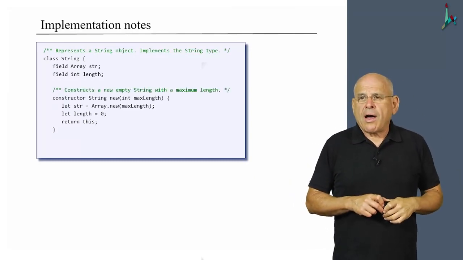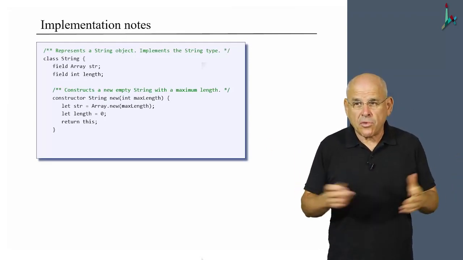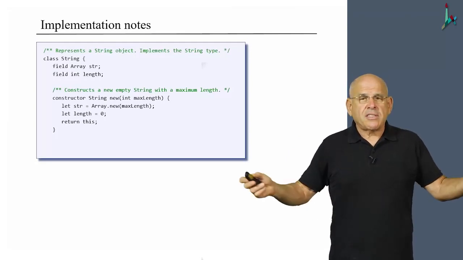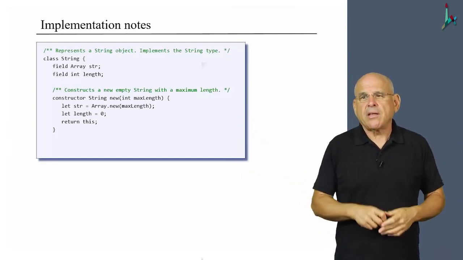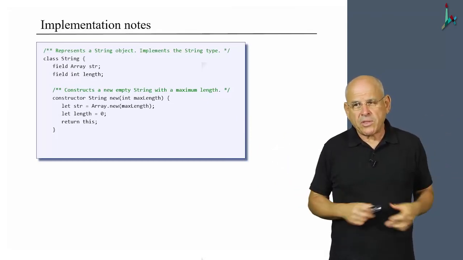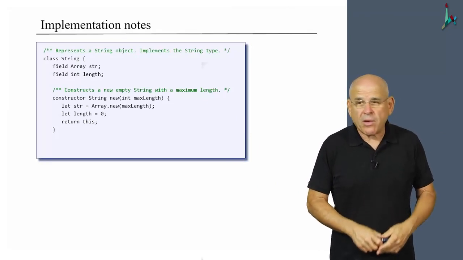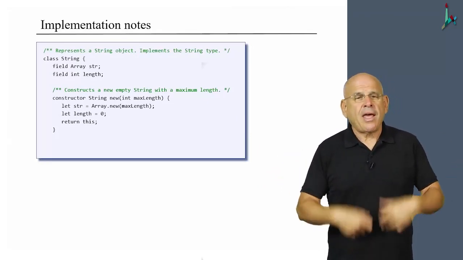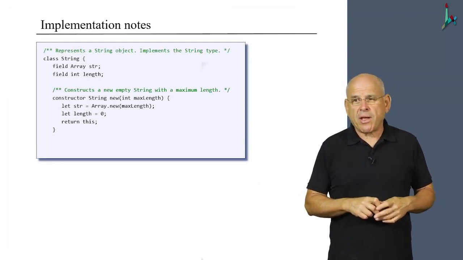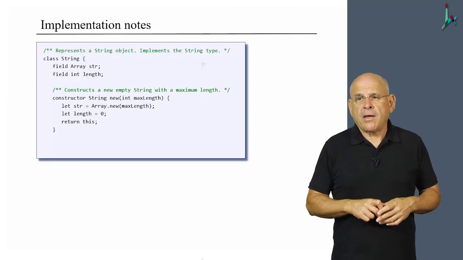All right, so here's how we construct this string. We have a constructor called new, as usual. The user says, build me a string which is at most 100. So we create an array which is 100 entries long. We set the length to 0 because presently this string contains nothing, and we return the base address of this string to the caller. And that's the new, so that's the constructor.